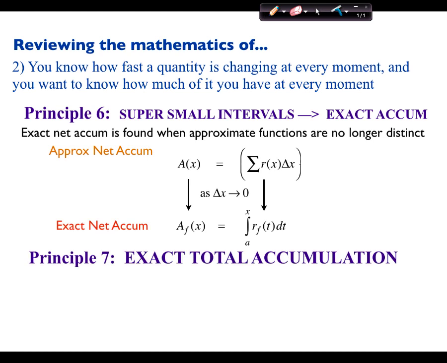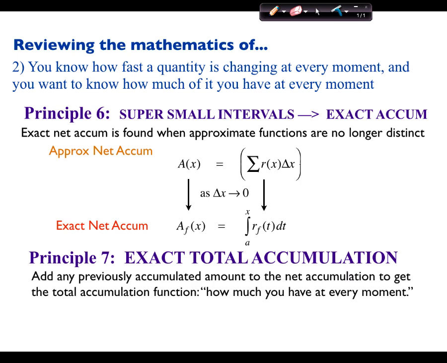Okay, and then the last principle, this is principle number 7, exact total accumulation. We're going to add any previously accumulated amount to the net accumulation to get a total accumulation. And this is how much you have at every moment. The previously accumulated amount, or initial amount, is the value of the function at our starting point for the net accumulation. So whatever f of a is, everything you've accumulated from before in a lump sum. And now we're going to add on the changes from there, and this is going to give us how much you have.